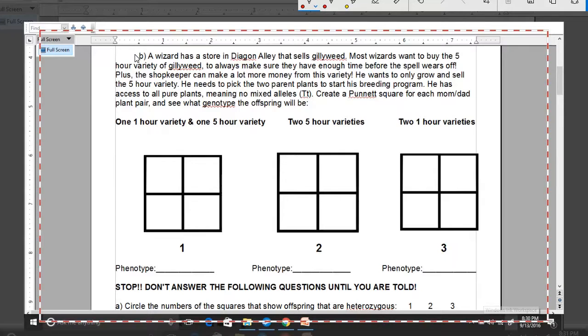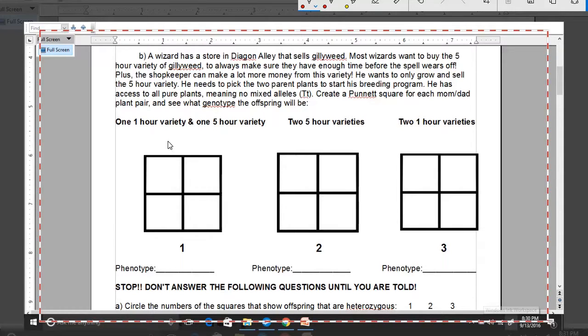He wants to only grow and sell the 5-hour variety. He needs to pick the 2 parent plants to start his breeding program. He has access to all pure plants, meaning no mixed alleles, big T, little t. Create a Punnett Square for each mom and dad plant pair and see which genotype the offspring will be.